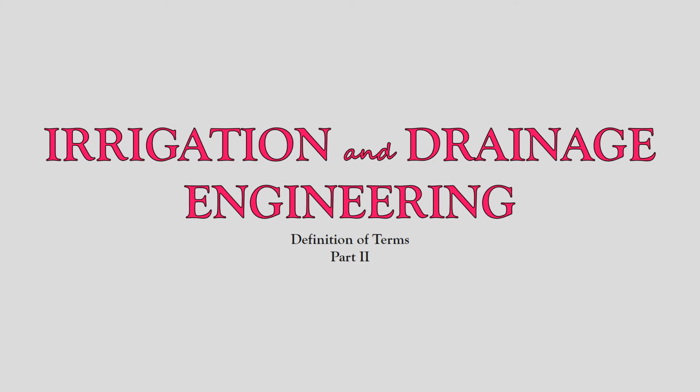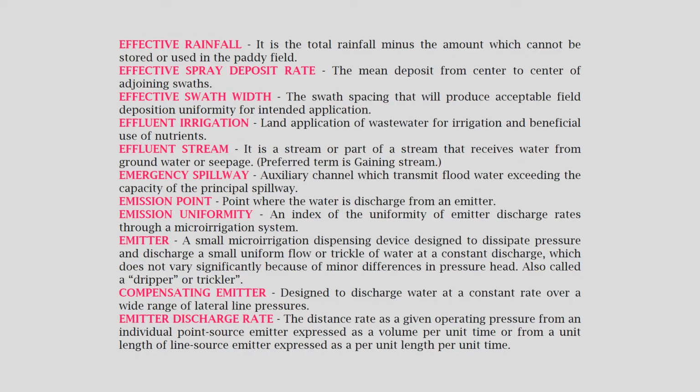This is Irrigation and Drainage Engineering. Definition of terms. Part 2. Effective rainfall. It is the total rainfall minus the amount which cannot be stored or used in the paddy field. Effective spray deposit rate. The mean deposit from center to center of adjoining swaths. Effective swath width. The swath spacing that will produce acceptable field deposition uniformity for intended application.